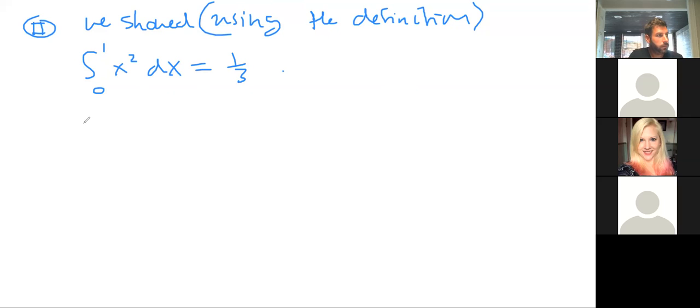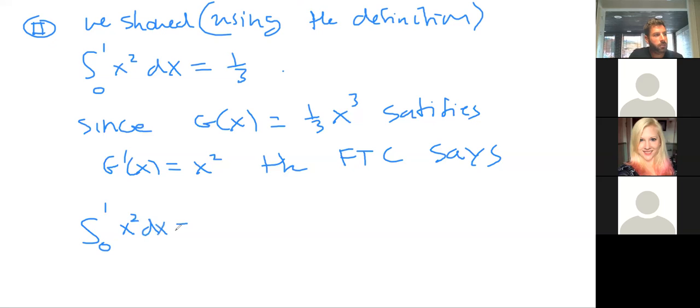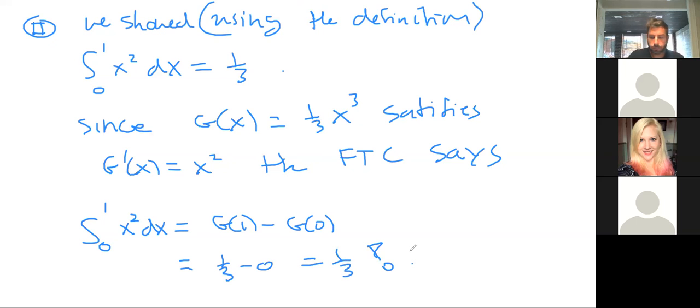So since g of x, which is 1/3 x cubed, satisfies g prime of x equals x squared, the FTC says that this integral could have easily been computed this way. All right, does anybody have a question about this?